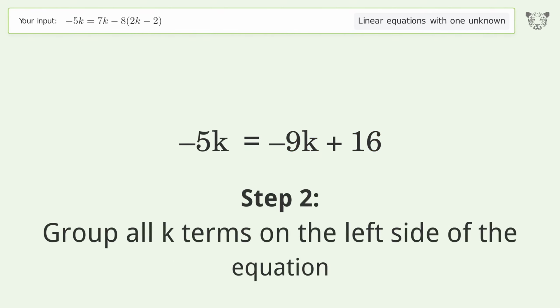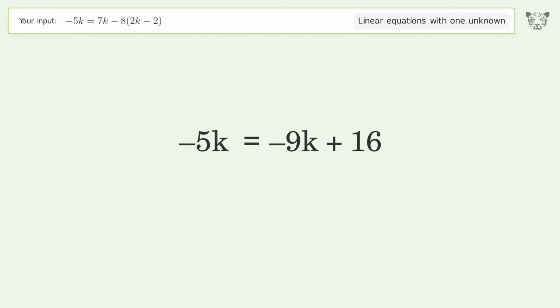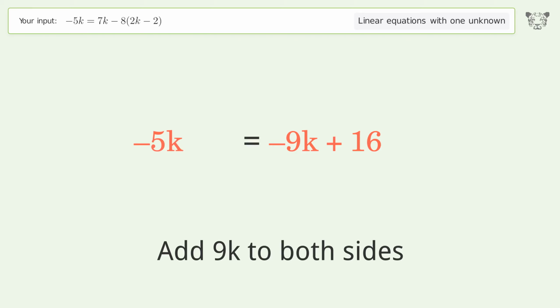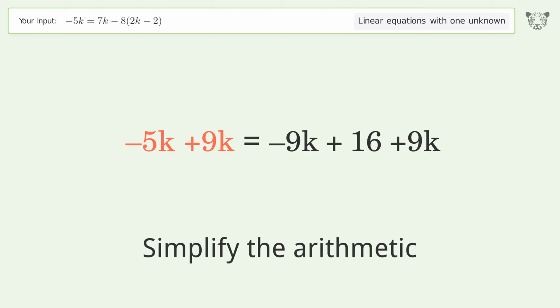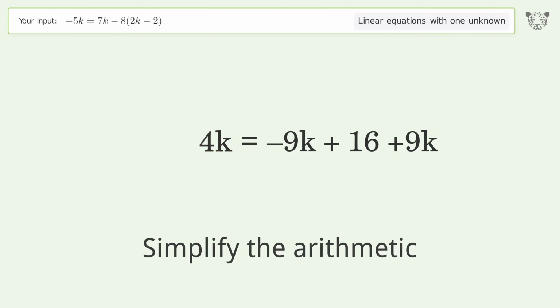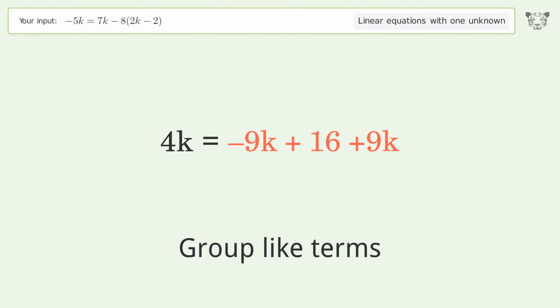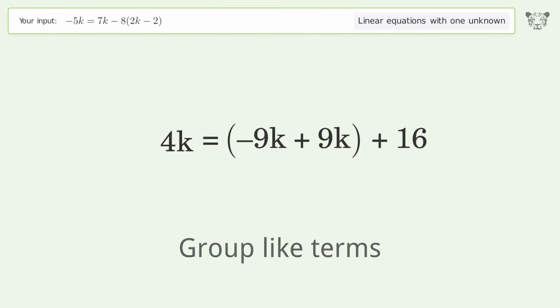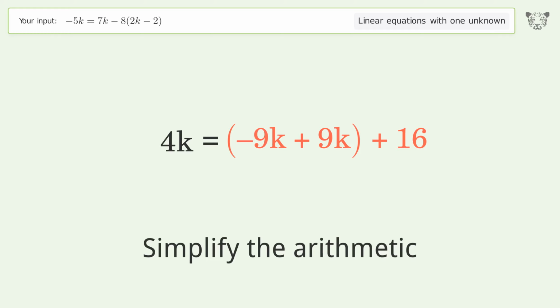Group all k terms on the left side of the equation. Add 9k to both sides. Simplify the arithmetic. Group like terms. Simplify the arithmetic.